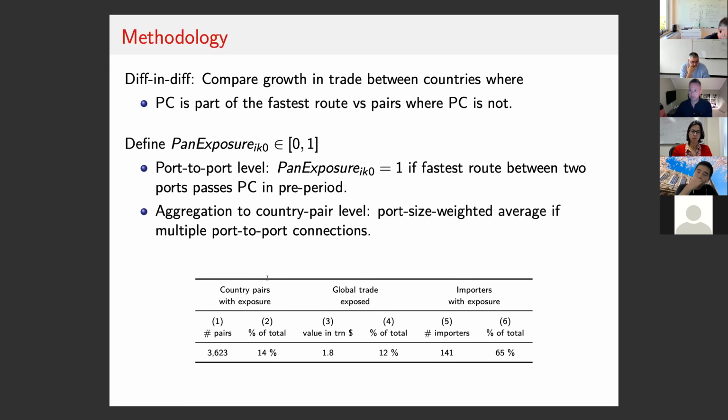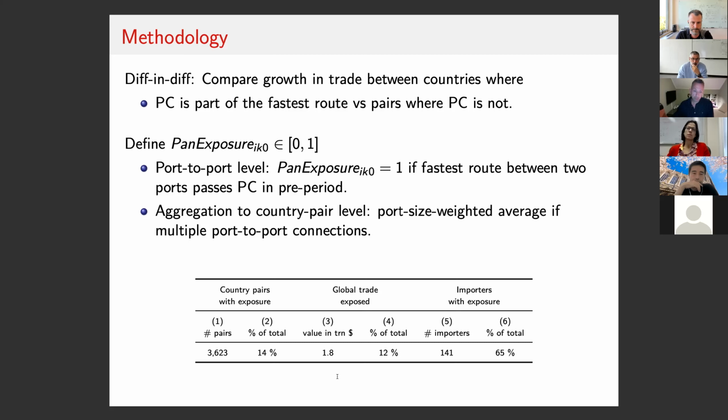The AIS data, of course, gives me this information at the port pair level, whereas trade data is at the country pair level. So we're going to aggregate that information up to the country pair level. If a country, say the US, has a few ports that would use the Panama and other ports that would not, we're taking a weighted average of that, so that the Panama Canal exposure would be a continuous variable for the US, for example, but not for trade between Norway and Ecuador, for example.